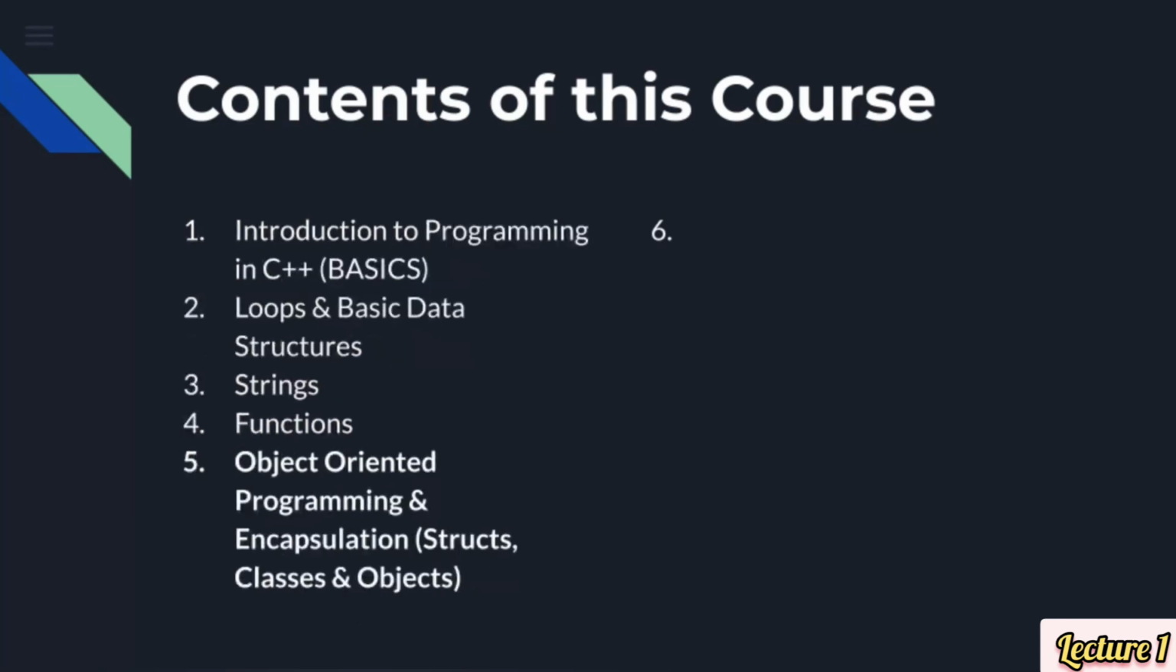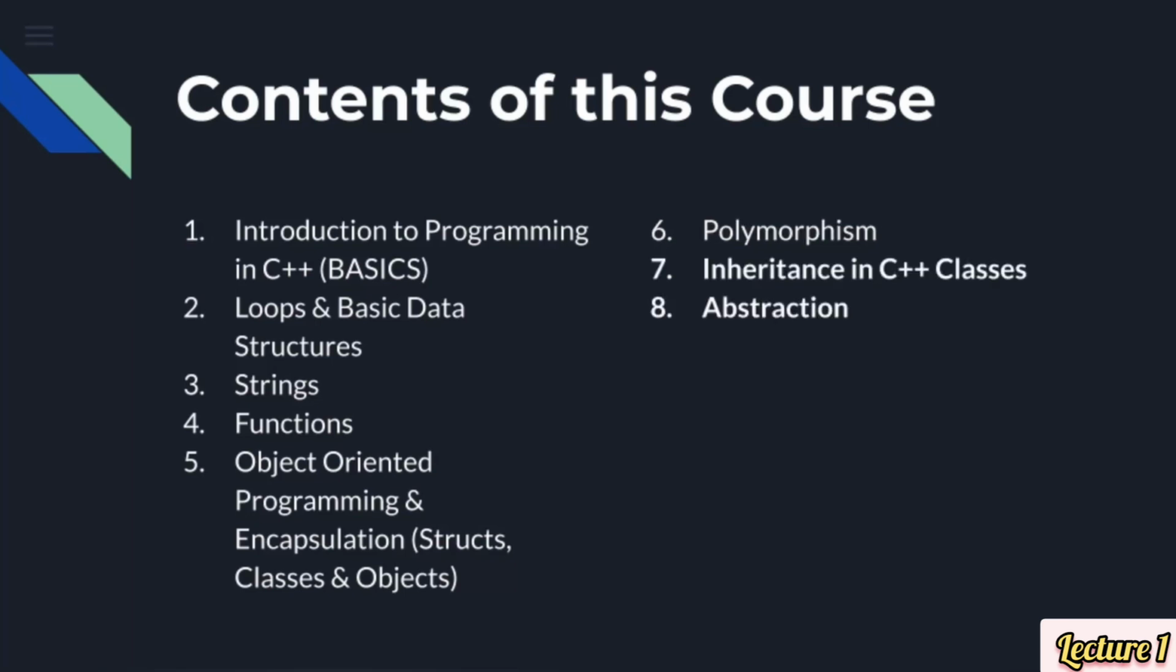So in unit 5, you learn about the object-oriented programming paradigms and you learn about classes and objects. In the next unit, the 6th unit, we learn about polymorphism and about how you can have function overriding or function overloading. And then in units 7 and 8, we learn about inheritance and abstraction respectively. These two, once again, are very important topics in object-oriented programming.